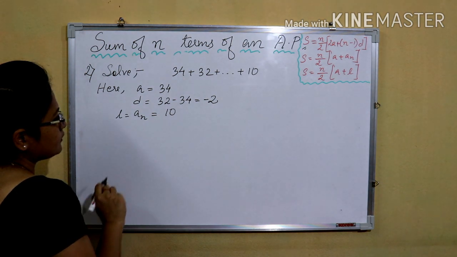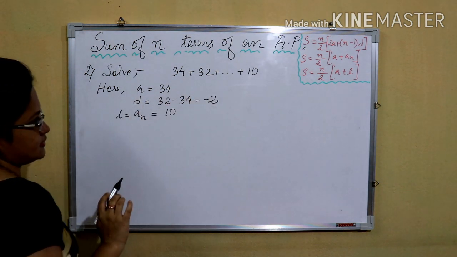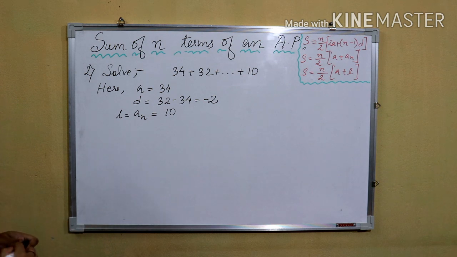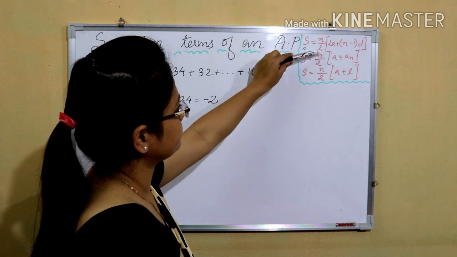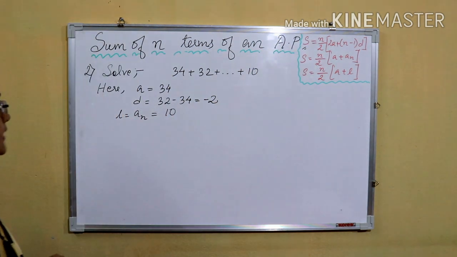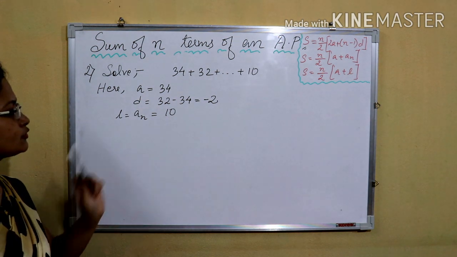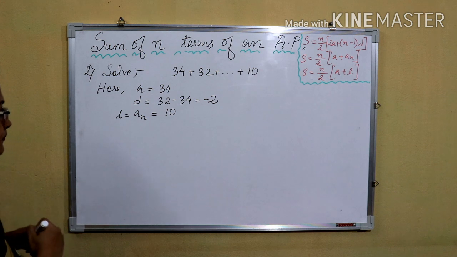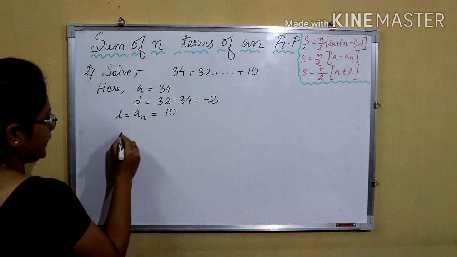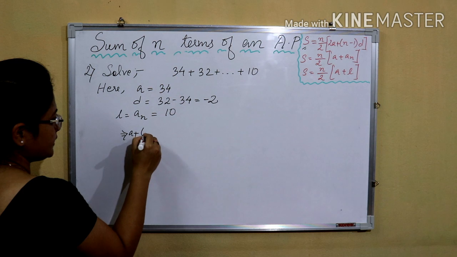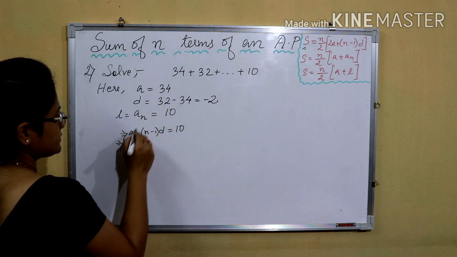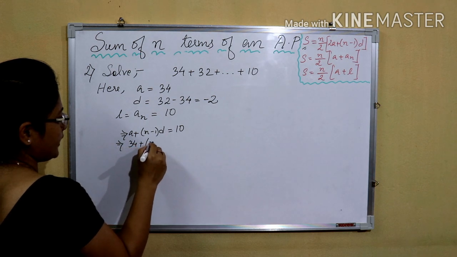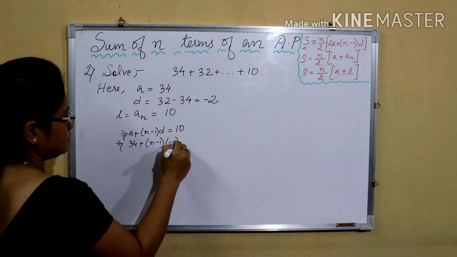Okay? N is not given to us in this case. So if you see, in each of the formulas your N is required. But in this case N is not given to you. So by using AN equal to 10, you have to find out N. As we know, AN is A plus N minus 1 D, which is equal to 10. So A is 34, N minus 1, D is minus 2, equal to 10.